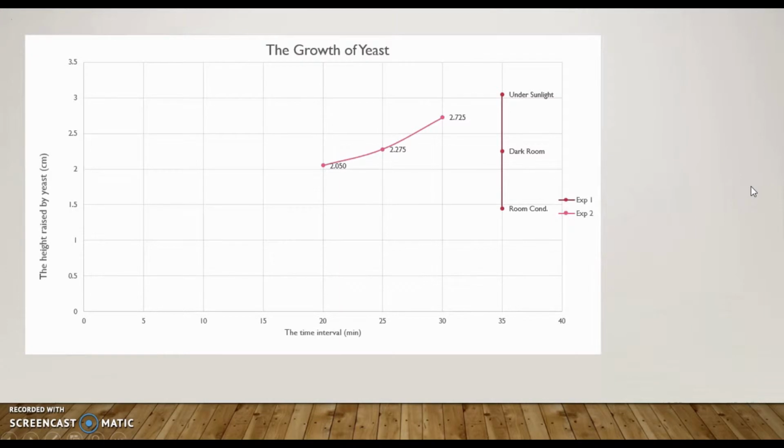Okay. So next, we plot the graph. This graph is for both experiment 1 and experiment 2. This is for experiment 1 and this is for experiment 2. Here, we can clearly see that the height raised by the yeast under sunlight is the highest, while for experiment 2, the height at time interval 30 minutes is the highest. So we can clearly see the data here. Same goes for experiment 1.